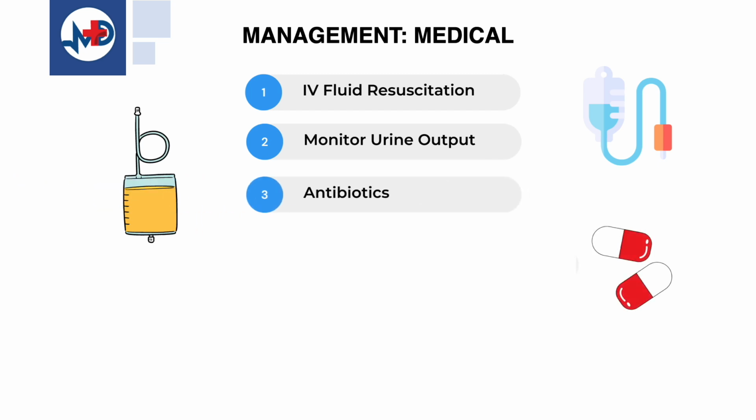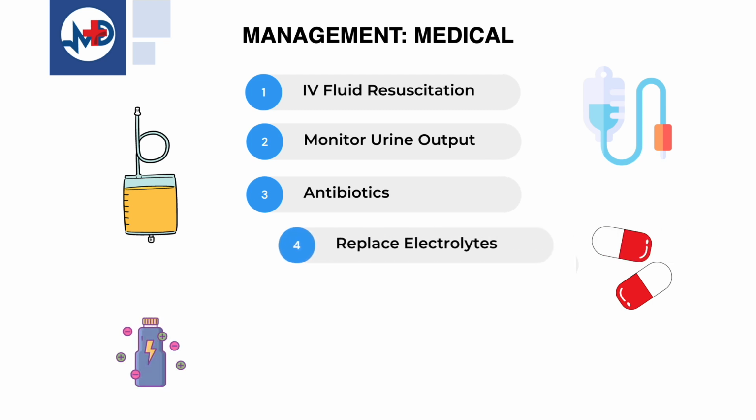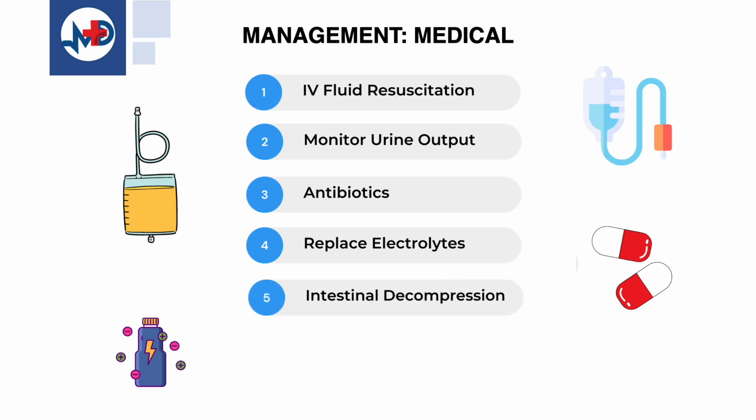Antibiotics are used to treat intestinal growth of bacteria and translocation across the bowel wall. Aggressive replacement of electrolytes is recommended after adequate renal function is confirmed. Intestinal decompression as well as bowel rest are among other important measures to manage intestinal obstruction.